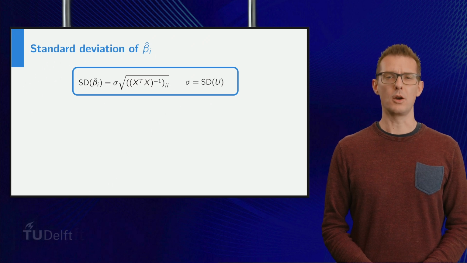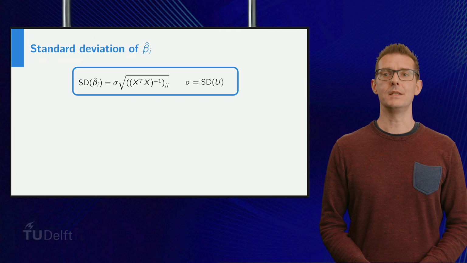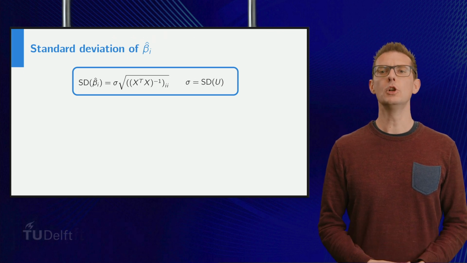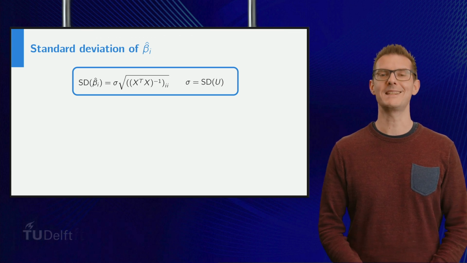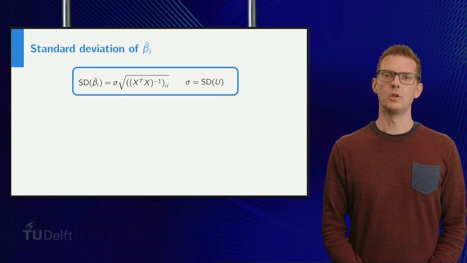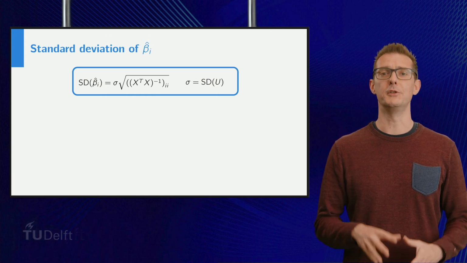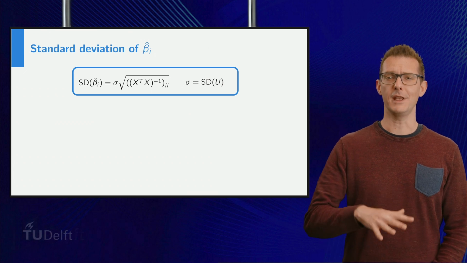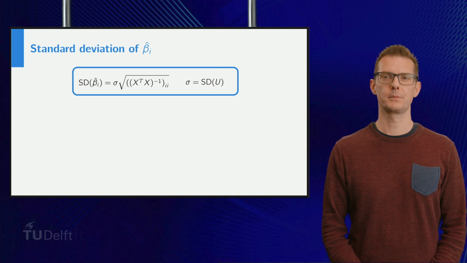Now, the noisier our data is, the harder it is to estimate our beta. This means that the standard deviation of beta hat is proportional to the standard deviation of the error u, which we will call sigma. The proportionality constant happens to be the square root of the ith diagonal element from the inverse of the matrix x transpose times x.